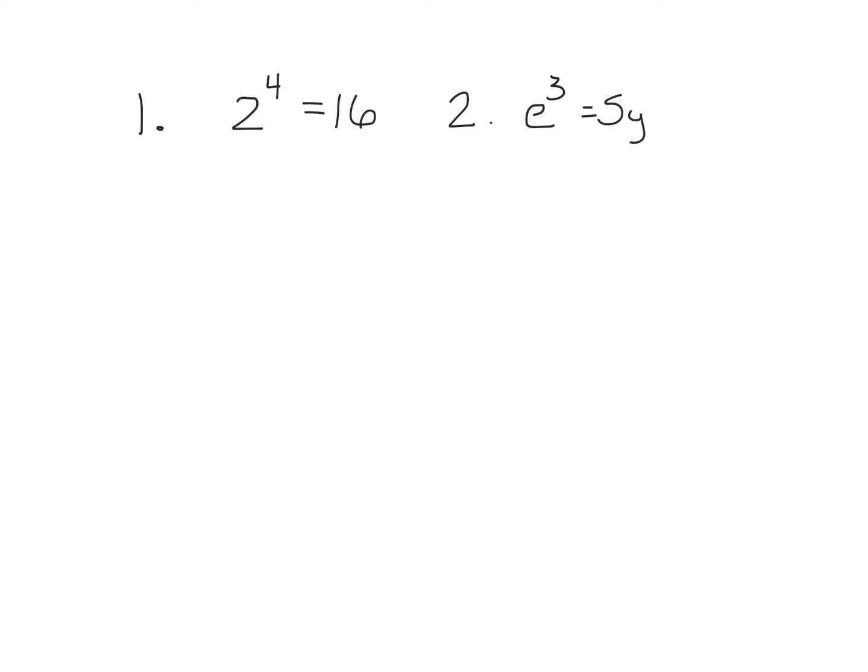1c, there is no base given there. It would be assumed to be base 10, so it would be 10 to the 3rd power is equal to 4x. And then in number 2, in 2a, we're going the other direction, changing to log form. It's base e, so it'd be natural log of 40 is equal to the exponent, which would be 3x.